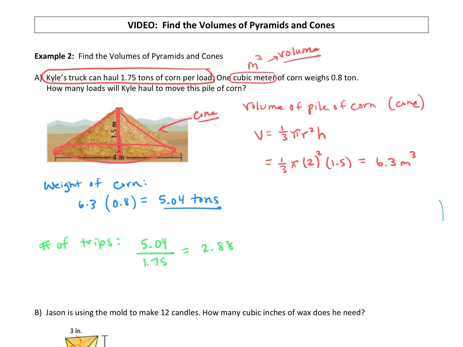So Kyle will need to haul 3 loads. I keep calling those trips. So he loads it up, he brings it somewhere, he comes back, he loads it up again, brings it somewhere. The last time he comes back and he still has that 0.88 of a ton, he loads it up. So Kyle will need to haul 3 total loads to move the corn.